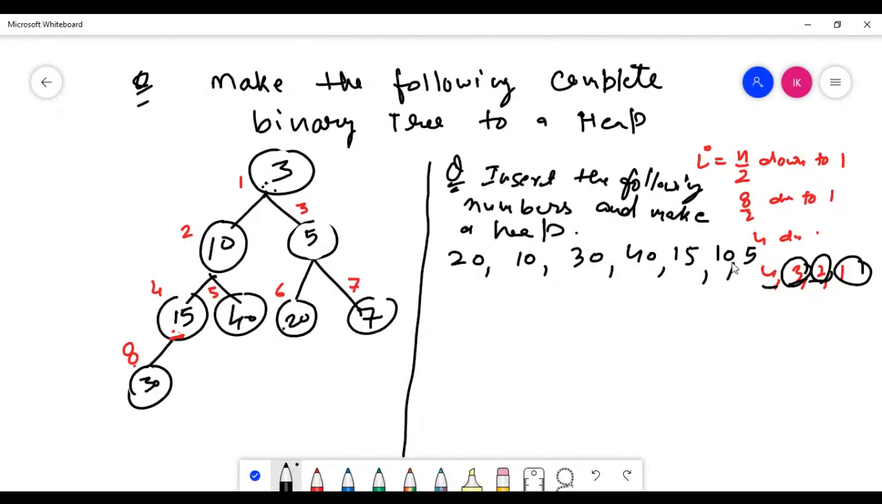Okay, suppose this is it. So what do you do? First node is 20. So make 20 the first node. Now this is a heap, no problem. Only one node is this. This is a heap, no problem. Next.